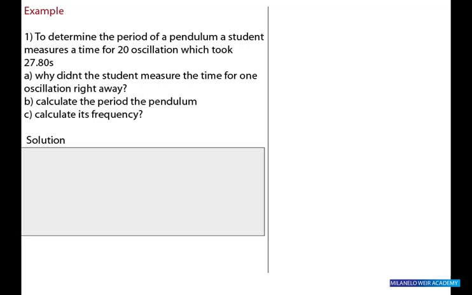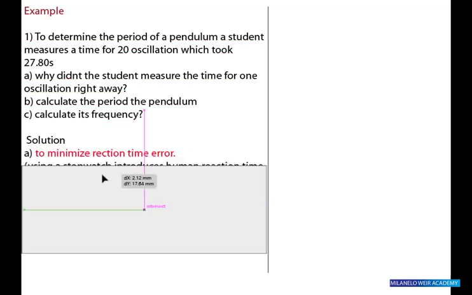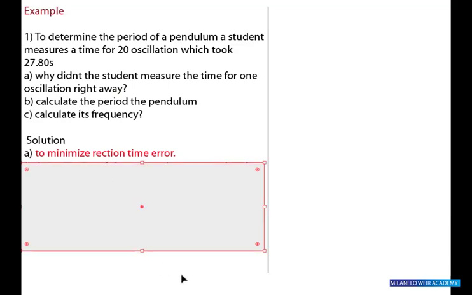Why did the student time 20 oscillations to determine the time for one oscillation? Okay, the answer is here: to minimize reaction time error, or to reduce reaction time error. The spelling for reaction is wrong, there has to be an A here. I have corrected it. It's reaction time error.